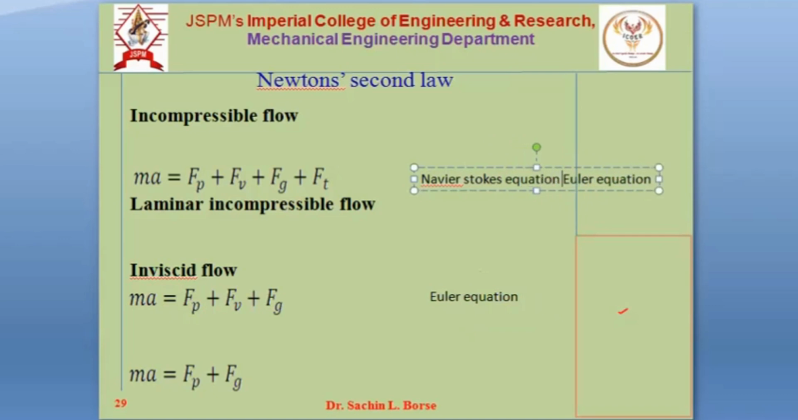You know that Navier-Stokes equation, there are three equations. Why are there three equations? Because it is about the force. Please understand: force is a vector quantity. So there is a force in the x direction, force in the y direction, and force in the z direction. So there will be three equations.